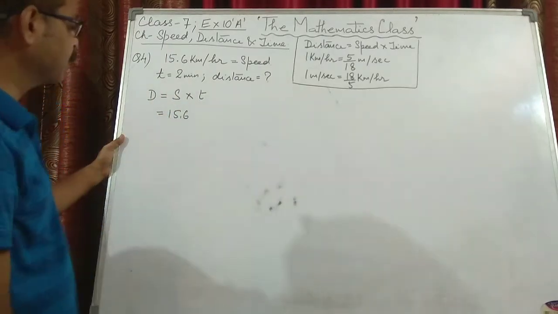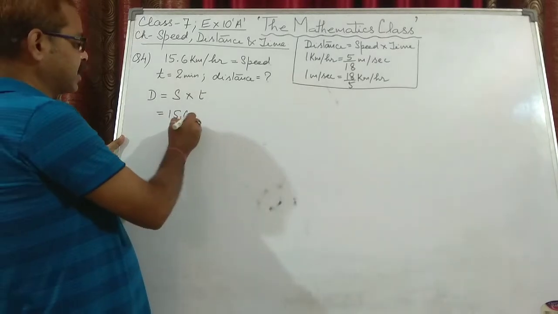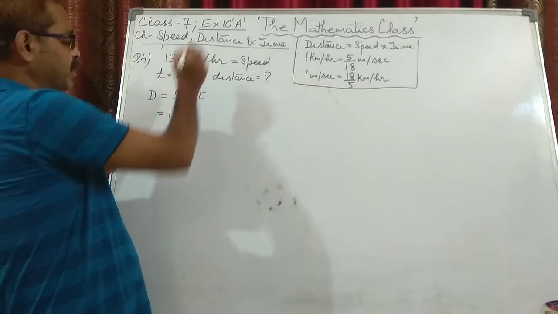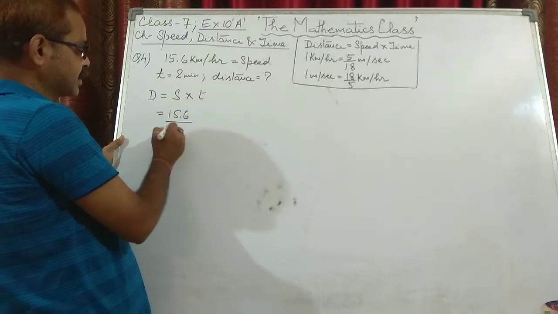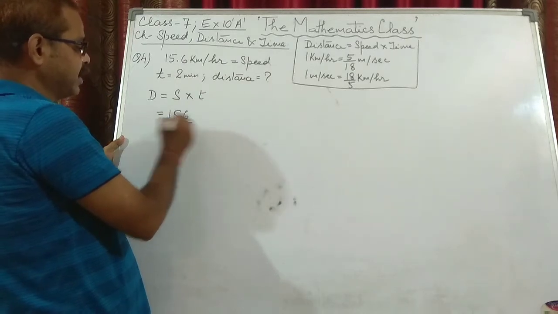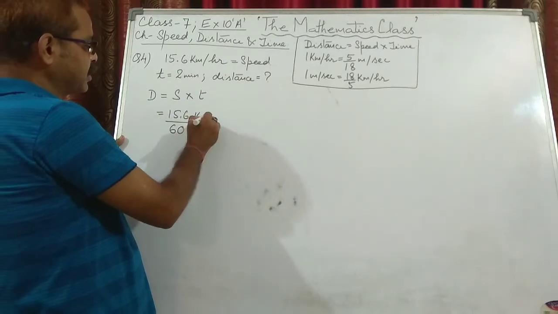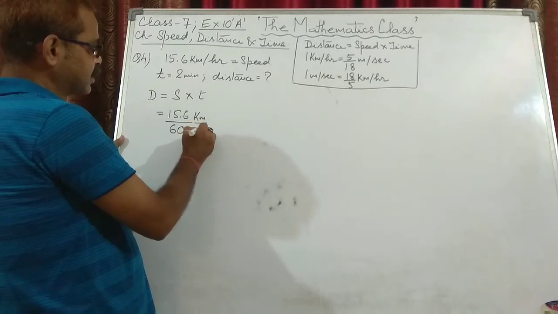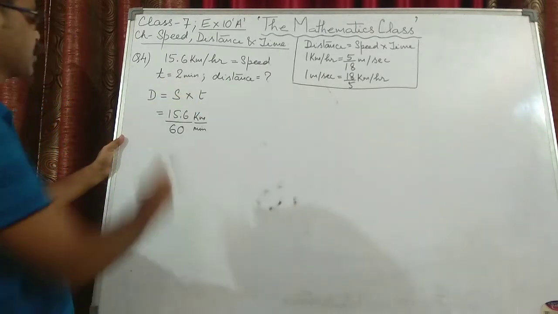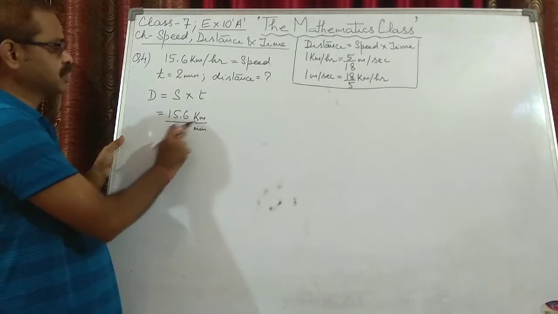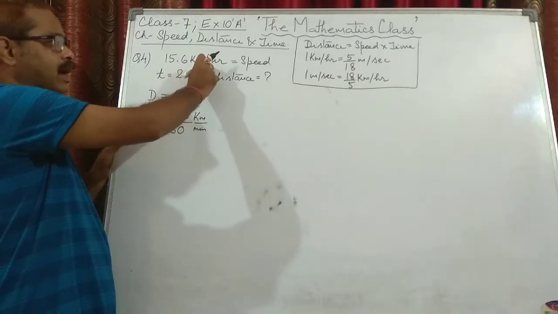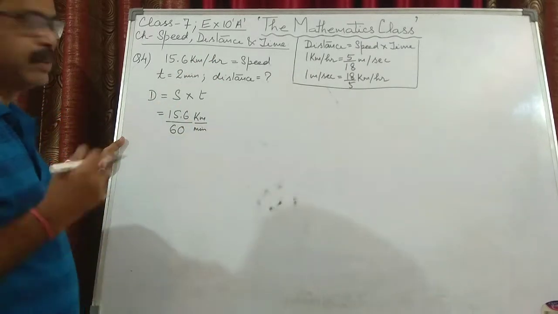15.6 kilometers per hour. So the hour I will be converting into minutes. 1 hour is 60 minutes. So divided by 60, it becomes kilometers per minute. Speed is 15.6 upon 60 kilometer per minute. Why? Because the hour has been converted to minutes.